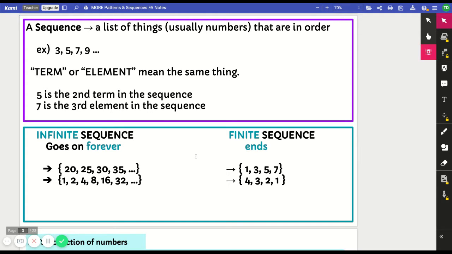Next, let's look at another type of sequence. We have infinite sequence, which goes on forever. And with these sequences shown in this example, you see these 3 dots here. That shows us that the sequence is infinite and it keeps on going. Then we have a finite sequence over here, and that means that it ends. So we won't have the 3 dots at the end. They'll be the closed brackets.